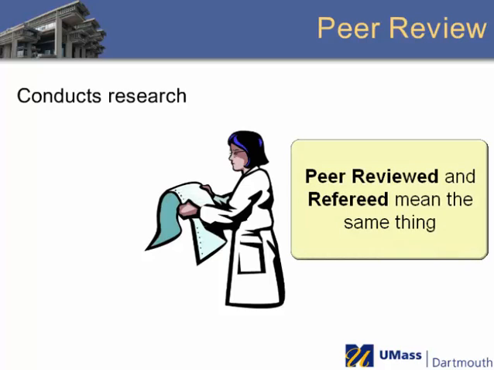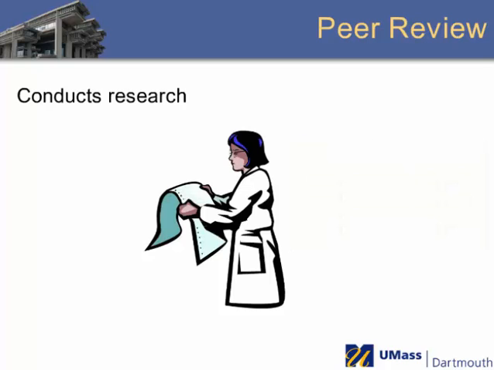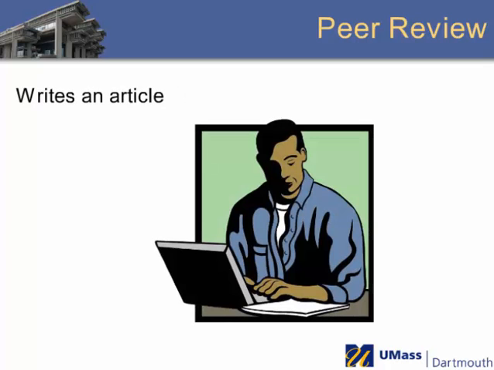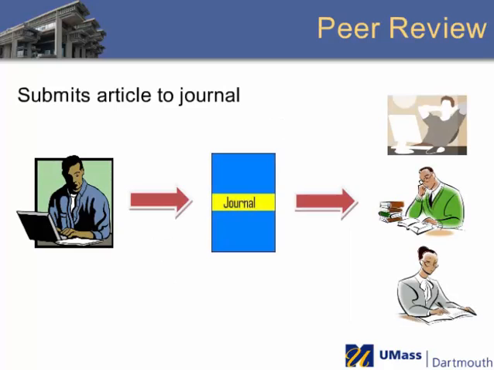An expert in a particular field, perhaps a faculty member, may conduct research or explore a theoretical or philosophical concept. He or she may then write about his or her research and findings in the form of an article. If the author wants the article to be published in a peer-reviewed journal, he or she will submit the article to the journal, which will pass the article along to experts recruited by the journal.